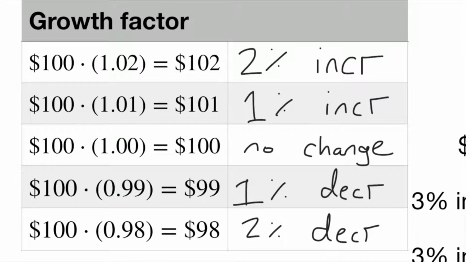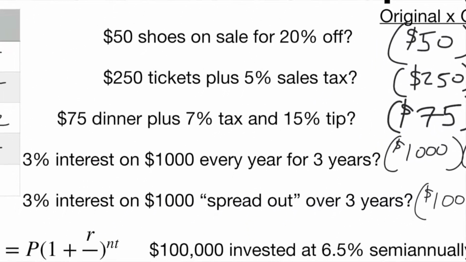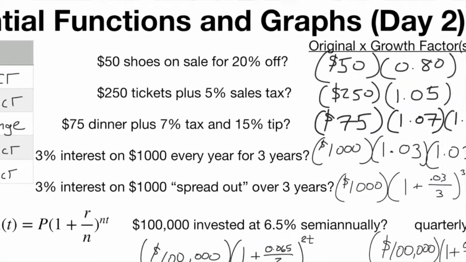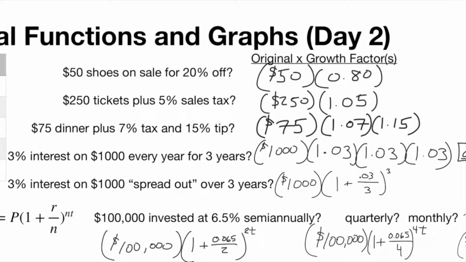If you think about what this looks like, $50 shoes on sale for 20% off. What that really means is you only want to pay 80% of it. So for a 20% decrease, you'd multiply by 0.80. $50 times 0.80, and that's what it would be. The original times the growth factor.